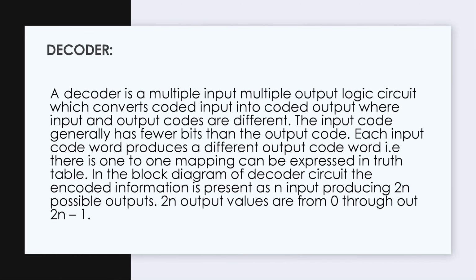Now we'll move on to the decoder. A decoder is a multiple input, multiple output logic circuit which converts coded input into coded output, where input and output codes are different. The input code generally has fewer bits than the output code. Each input code word produces a different output code word, that is, there is one-to-one mapping which can be expressed in a truth table. In the block diagram of a decoder circuit, the encoded information is present as n inputs producing 2 power n possible outputs. The 2 power n output values are from 0 through 2 power n minus 1.